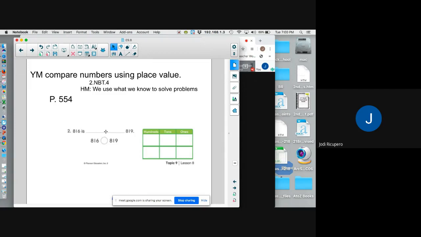816 is greater than, less than, or equal to 819? You can use a place value chart to help you. So if we would fill in the place value chart, it would be 816, 819. It's easy to see. They both have the same hundreds. They both have the same tens. Now I have to look at the ones. 9 is greater than 6. So 816 is less than 819.